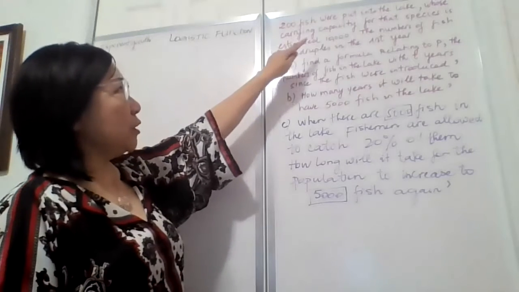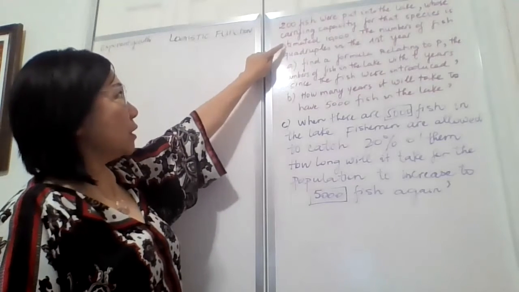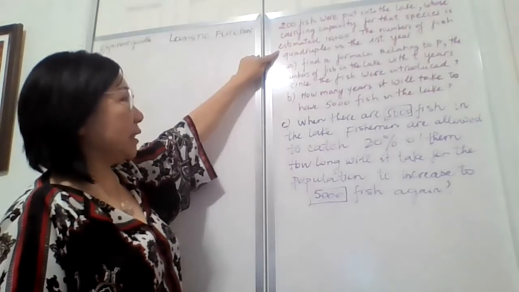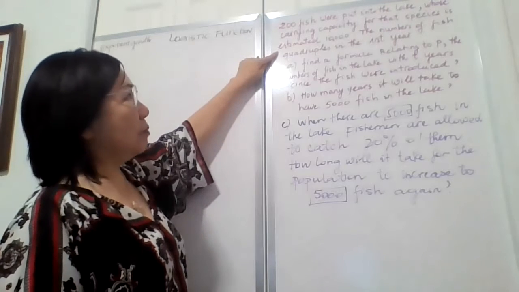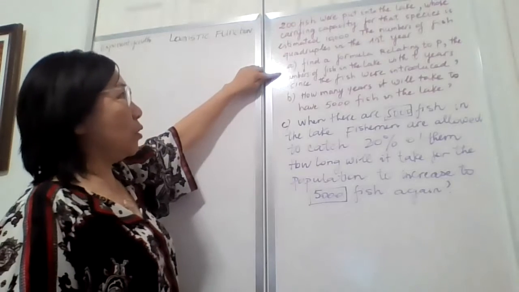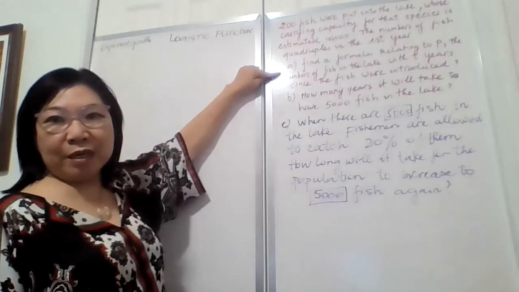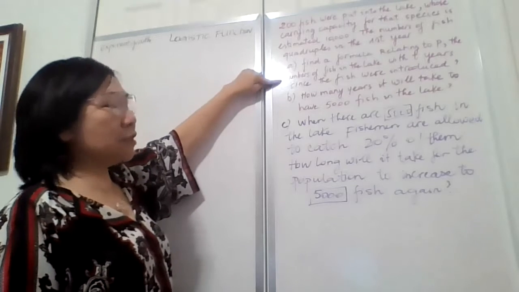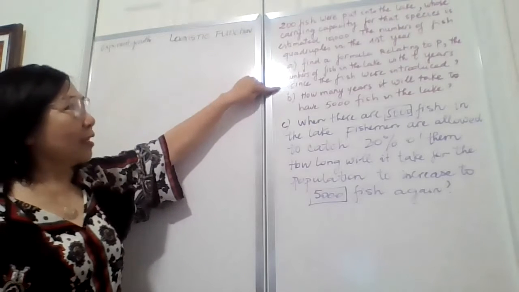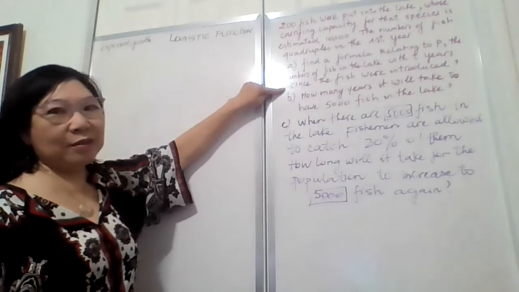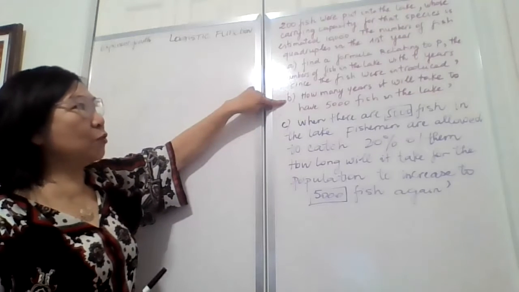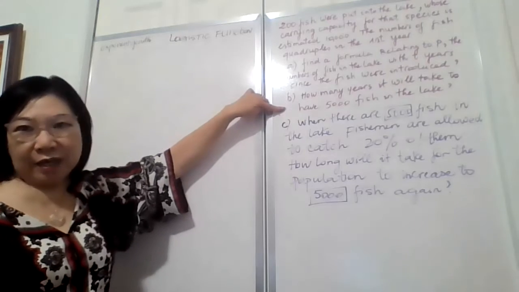200 fish were put into a lake whose carrying capacity for that species is estimated at 10,000. The number of fish quadruples in the first year. Find a formula for P, the population, the number of fish in the lake after t years since the fish were introduced. How many years would it take to have 5,000 fish in the lake?